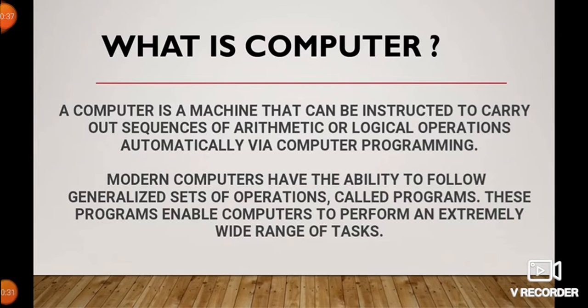A computer is a machine that can be instructed to carry out sequences of arithmetic or logical operations automatically via computer programming. And in the other definition, modern computers have the ability to follow generalized sets of operations called programs. These programs enable computers to perform an extremely wide range of tasks. So we all know that a computer can perform a variety of tasks. We can do different tasks using a computer.